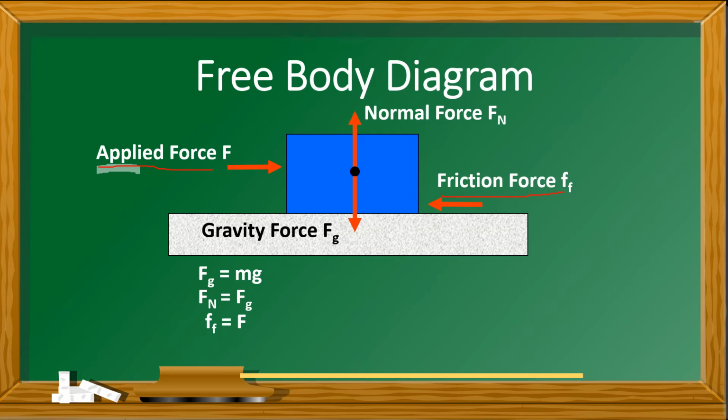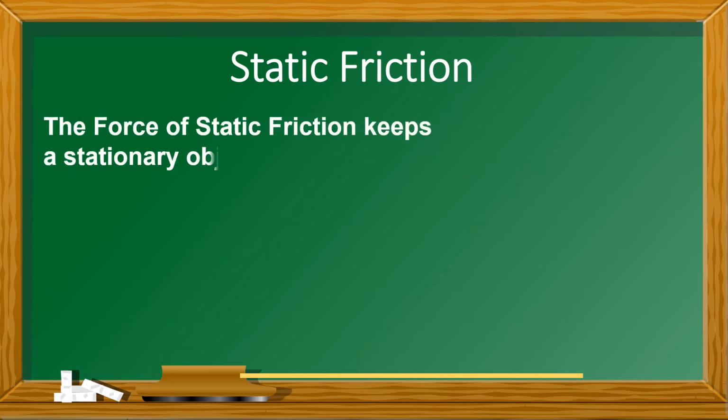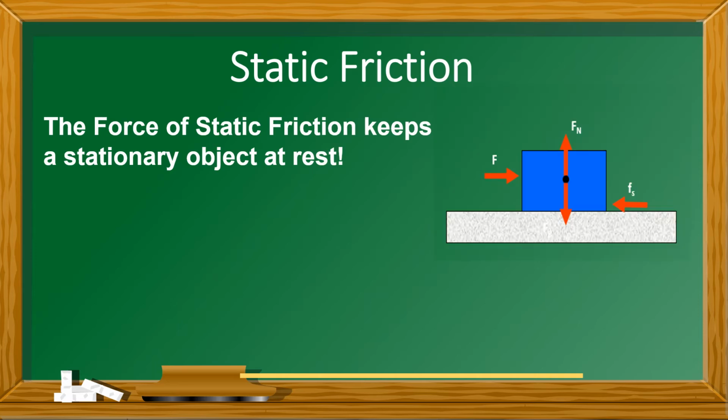Also note that the normal force is vertically equal to the gravitational force. Here, gravitational force is equal to mass times gravity, which is 9.8 meters per second squared, while normal force is equal to the gravitational force since they are vertically together. And friction force is equal to the applied force. Static friction is maximum when motion is about to begin, or when motion is impending. So the force of static friction keeps a stationary object at rest.